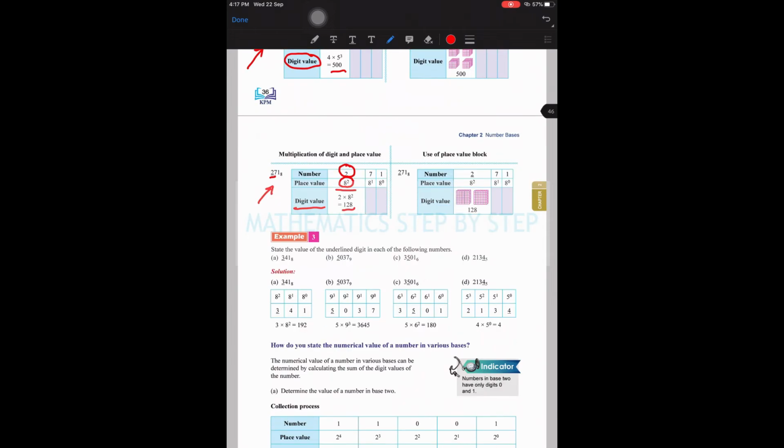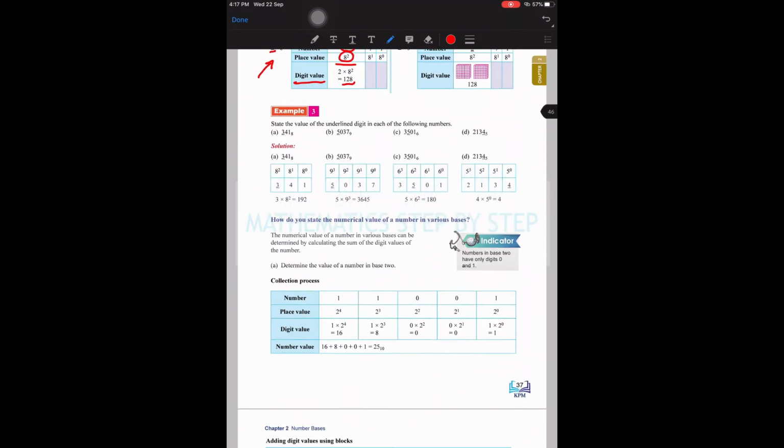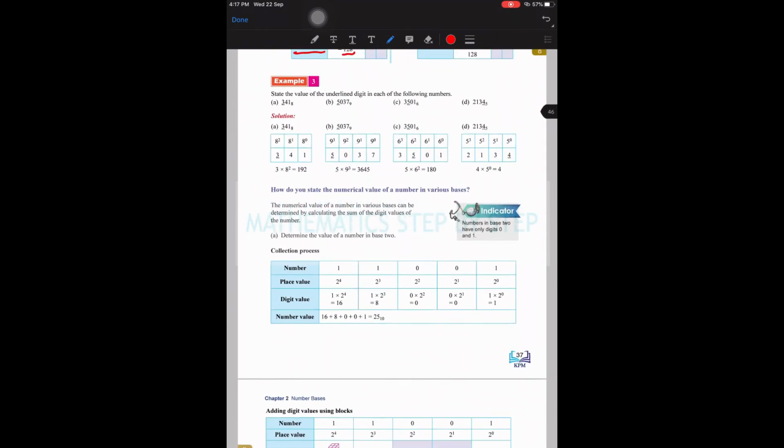Okay, so let us go through this example 3 together. State the value of the underlying digit in each of the following numbers. So this underlying digit, we know the place value is 8 to the power of 2. Okay, so state the value. Now the question is asking about digit value. So 3 times 8 to the power 2 gives us 192.